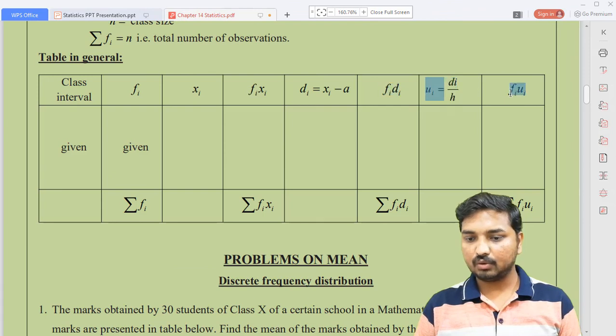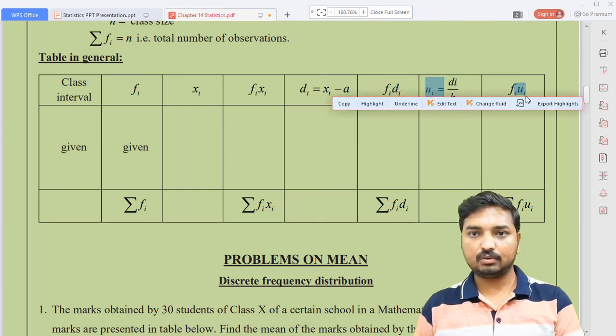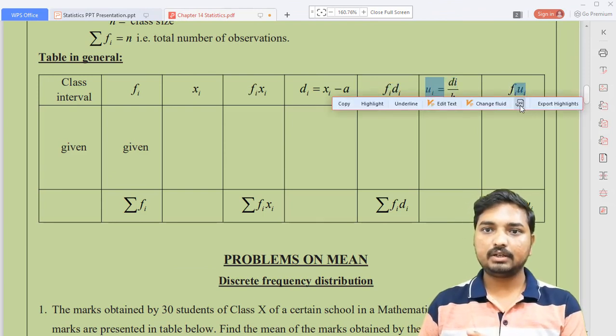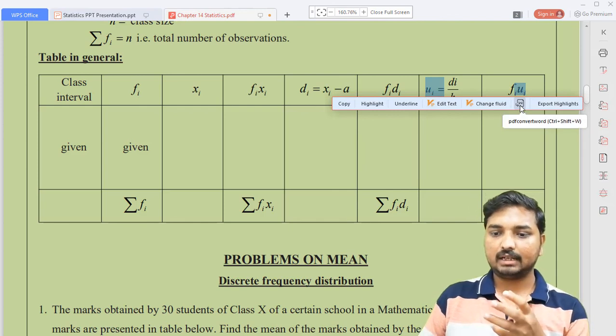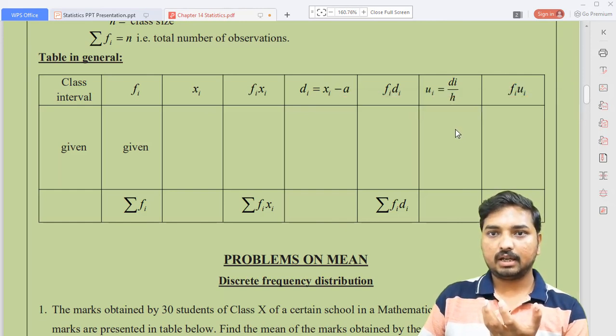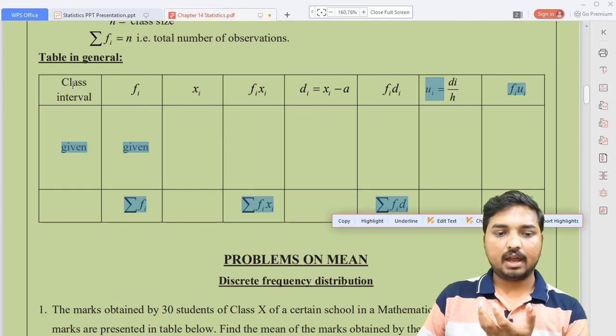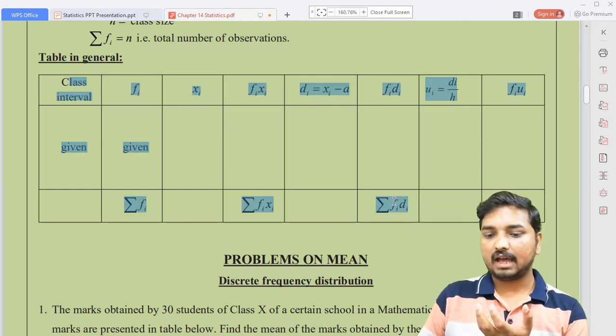Don't write these last two columns, because they are related to the method called the step deviation method. It is already removed from your syllabus. That's why I told you not to write this one. Last two columns, and write the remaining columns as they are.